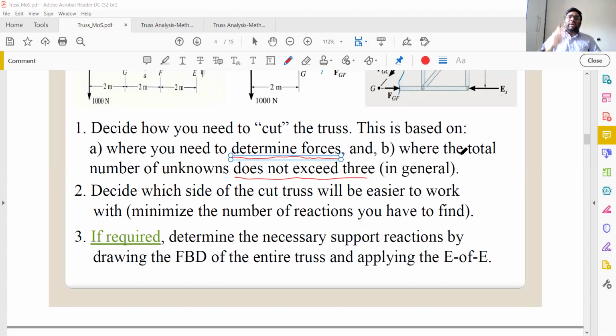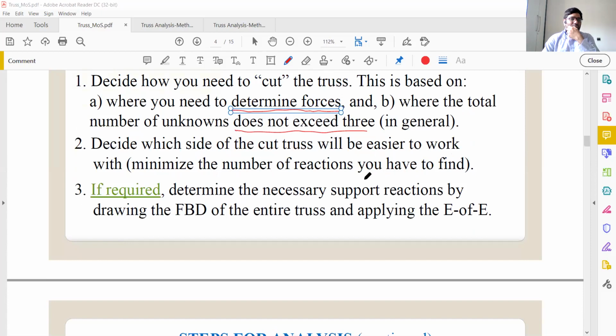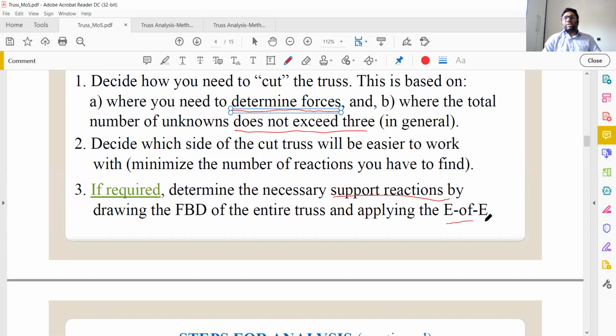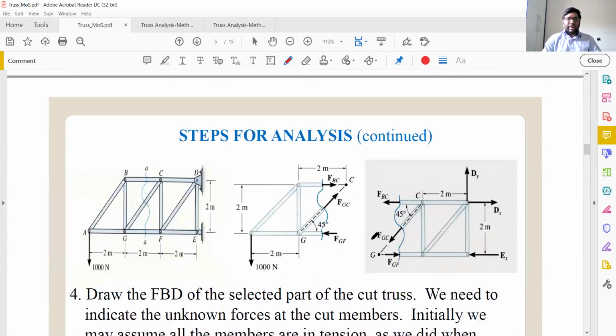Which is easy for me to cut the section? Which portion do I need to cut and take, left or right? Definitely it will be the left portion, because the number of members is pretty less. That's what is seen here. So decide which side of the cut truss will be easier to work with, so that we have a minimum number of reactions to find. If required, determine the necessary support reactions by drawing the free body diagram of the entire truss and applying equations of equilibrium, which we have already been doing.